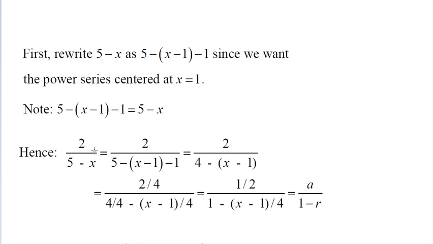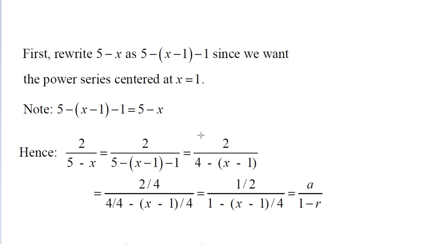So our original expression was 2 divided by phi minus x. And so now phi minus x is the same as phi minus, x minus 1, and then minus 1. And now simplify. Here we have 2. 4 minus 1 is 4. And then minus x minus 1.